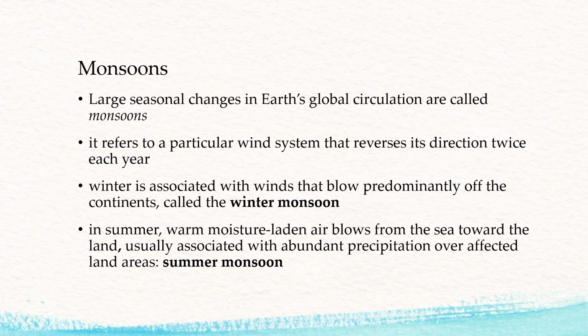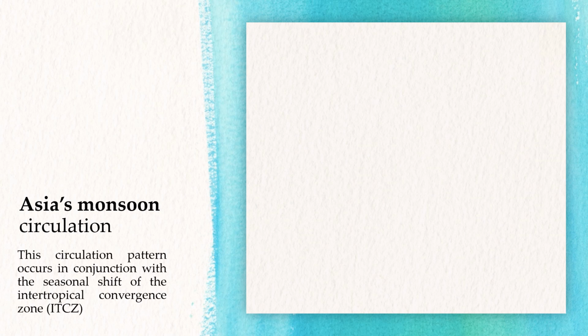And for the summer monsoon, this happens during summer. Warm, moisture-laden air blows from the sea towards the land. Usually, this is associated with abundant precipitation over affected land areas. And for monsoons, there is the Asian monsoon.